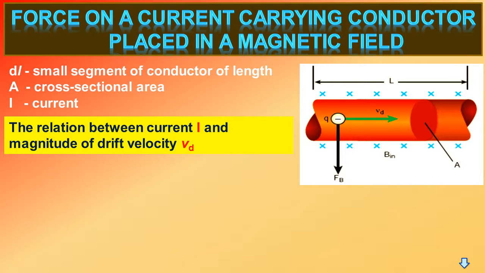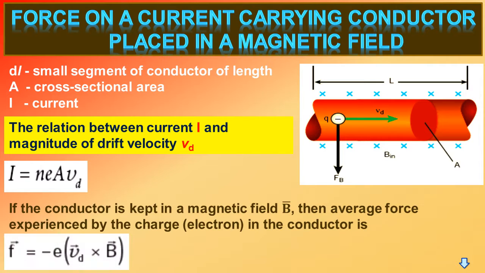So the relation between current I and the magnitude of the drift velocity Vd, which we get from unit number 2, current electricity, is I is equal to neAVd. Here Vd refers to the drift velocity. Here you can see the free electrons drift opposite to the direction of the current.